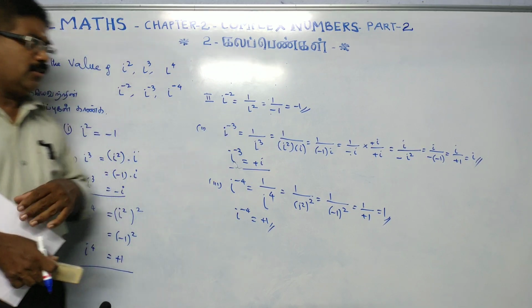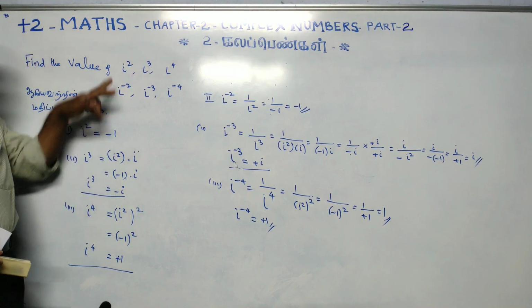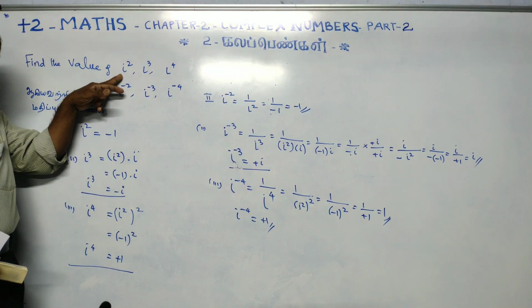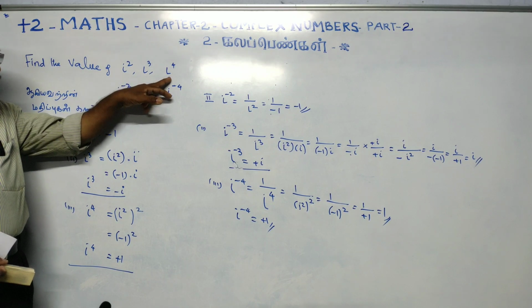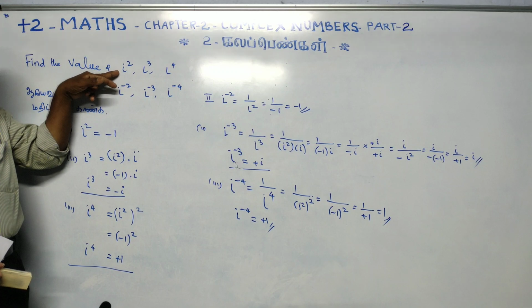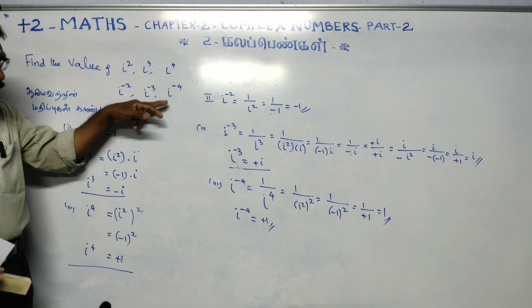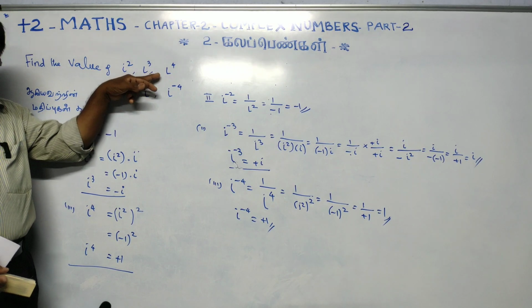Right. So now we understood how to find the value of i square, i cube, i power 7. In the same way, i power minus 2 is the reciprocal of i square. i power minus 3 is the reciprocal of i power 3. i power minus 4 is the reciprocal of i power 4.